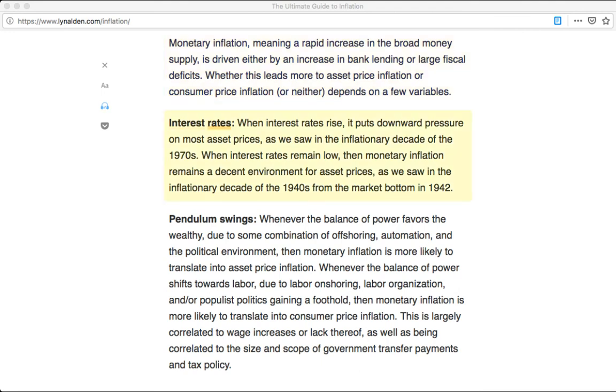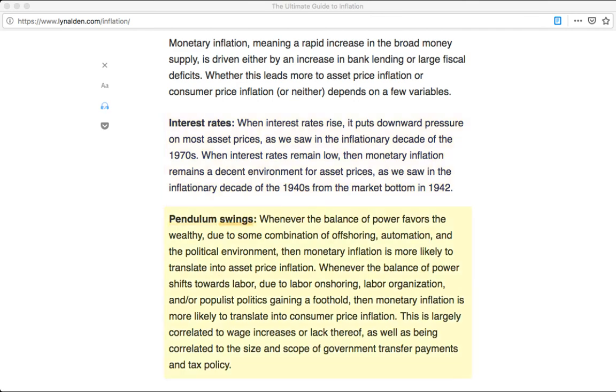Interest rates. When interest rates rise, it puts downward pressure on most asset prices, as we saw in the inflationary decade of the 1970s. When interest rates remain low, then monetary inflation remains a decent environment for asset prices, as we saw in the inflationary decade of the 1940s from the market bottom in 1942.